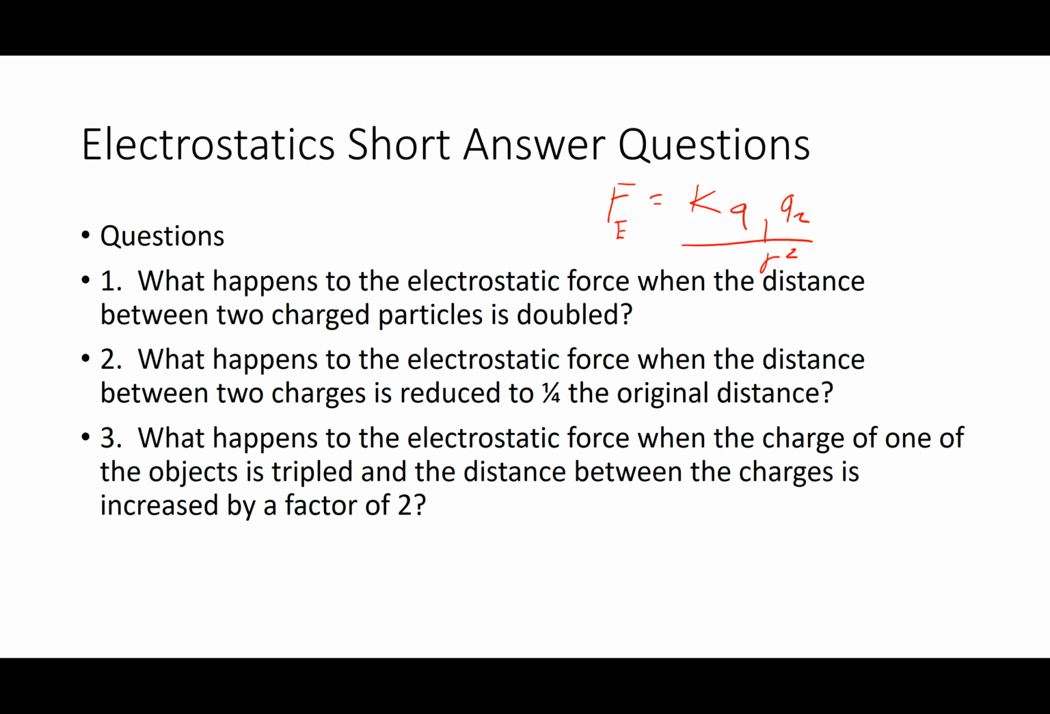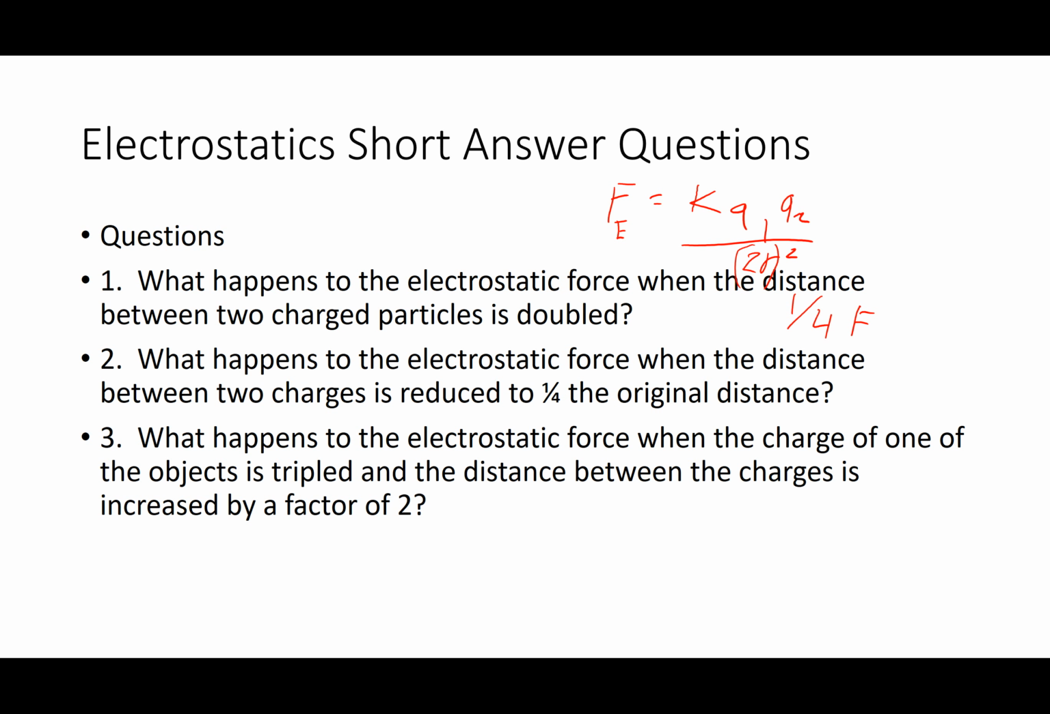So we want to know what happens to the force when the distance is doubled. So if we double this R, we've got to square it. So 2 squared is going to give us a 4 on the bottom of the fraction. I hope that tells you that the new force is going to be 1/4 of the original force.